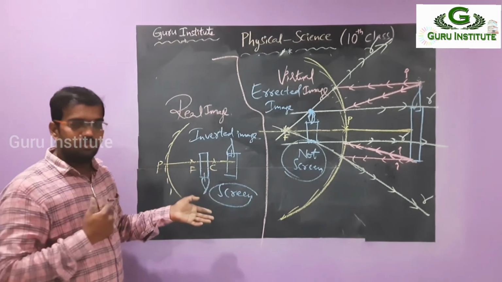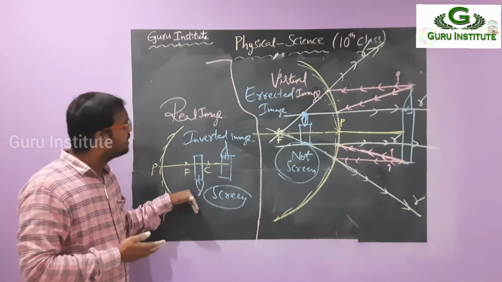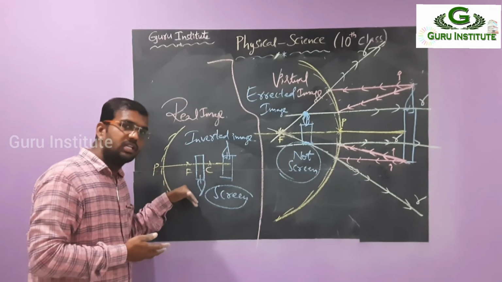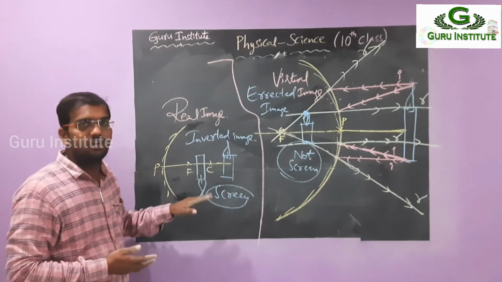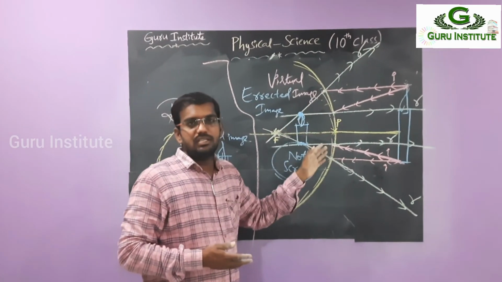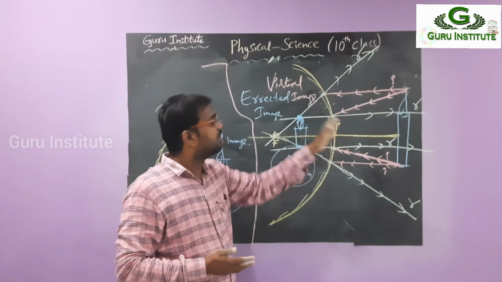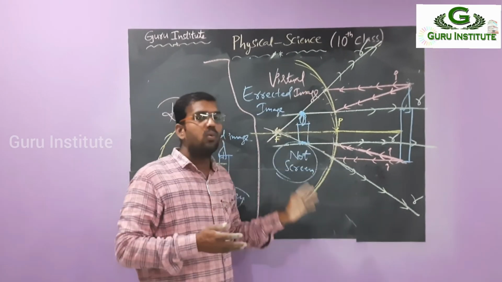After drawing this, you already see what happened. This is the inverted image, and it will be projected on the screen. So that's why it is a real image. Inverted, so real. That's it, simply. Inverted, real. Coming to here, it is an erect image, that means a straight image. It is formed inside the mirror, so we can't keep the screen on that one. So that's why it is a virtual image.